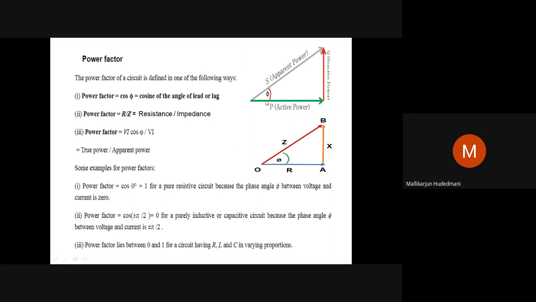Suppose it is pi by 2. It shifts vertically, pi by 2 plus or pi by 2 minus. Then the power factor goes to 0. A purely inductive or purely capacitive circuit has a power factor of 0. In between those, the value of the power factor lies. So this is about the relationship between power factor, active, reactive and apparent power, which we can understand from one slide.